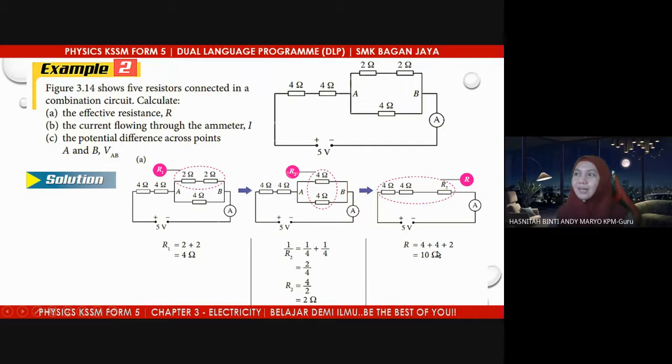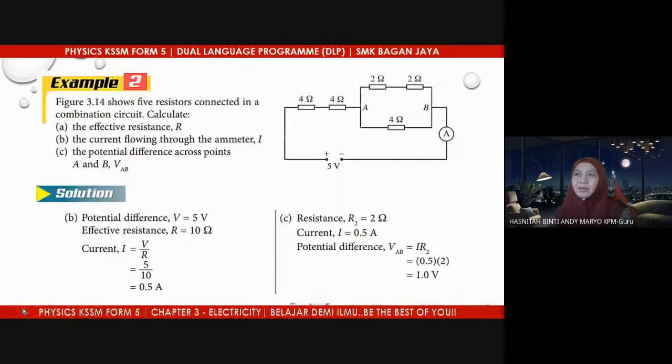Here 10 ohm. This is simplified, and this is the last circuit you can get. So the total effective resistance is 10 ohm. So we are answering question A. And how to find the current flow in the ammeter? Again, using Ohm's law. V is the voltage supply, 5 volt, and the total resistance we just calculated earlier, 10. So the current flow in the main circuit is 0.5 ampere.